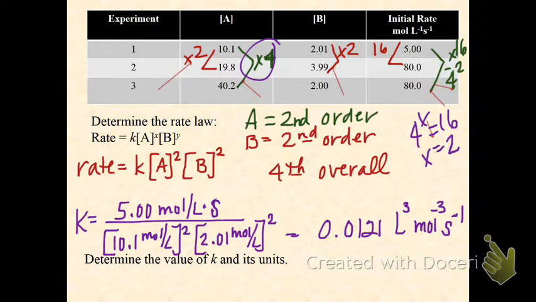To calculate K, we're just going to choose experiment 1, plug in the numbers, making sure that we square both of those concentrations, and we get 0.0121. And then when we look at our units, we're going to cancel out, and remember they're always 1 less than the overall order for the molarity. So we'd have liters cubed, moles to the minus 3, and then seconds to the minus 1. I want to caution you when you're writing seconds to make sure you write S to the minus 1 and not SEC. SEC is not an acceptable unit in chemistry for seconds, okay? And that's where we're going to stop today.